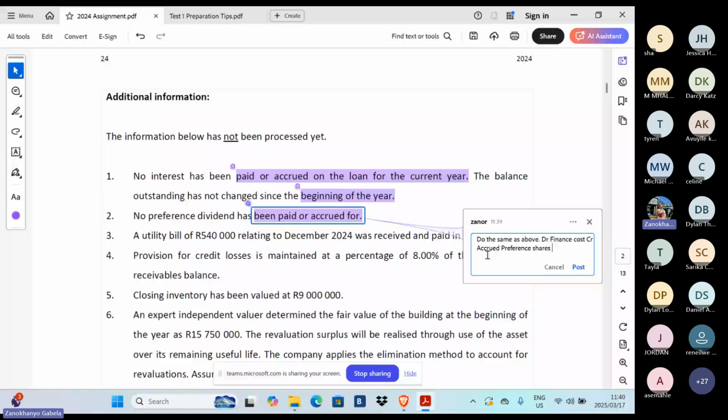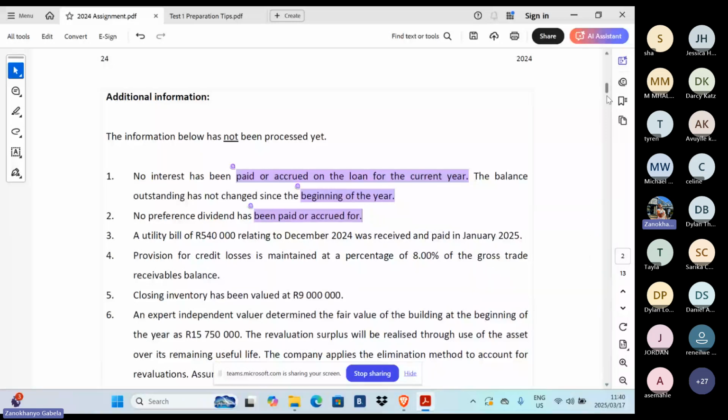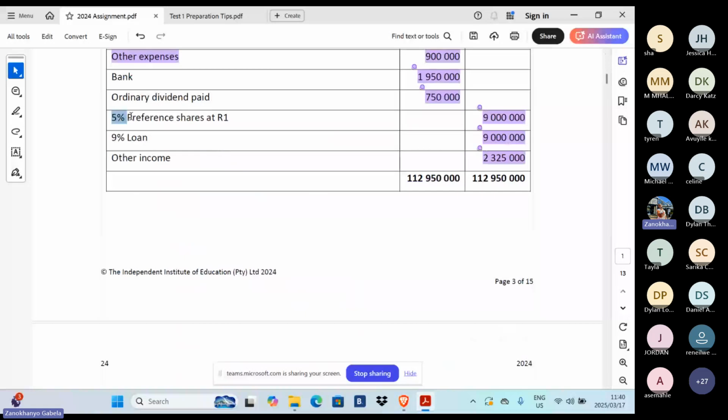So how are we going to calculate it? We are going to say 9 million, 9M times, is it 5% for them, for this side? I think it's 5%. And then you use that amount. Let's just confirm before we conclude. Yeah, 5%. There it is, 5% in there. Okay.